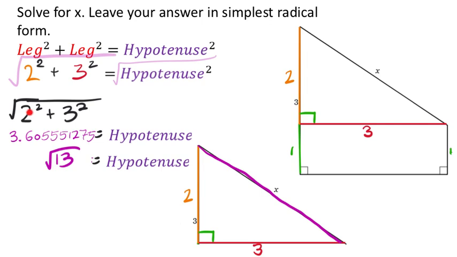Pretty much all you do is take 2 to the power of 2, which is 4, 3 to the power of 2, which is 9, 4 plus 9 is 13. So if you need to show that work, that's fine. 13 is prime, so this cannot be simplified any further, so there's no need to worry about the simplified radical form business. We have that hypotenuse, which, if you wanted to show that as x, you could as well. But the square root of 13 is what we're looking for on this one.